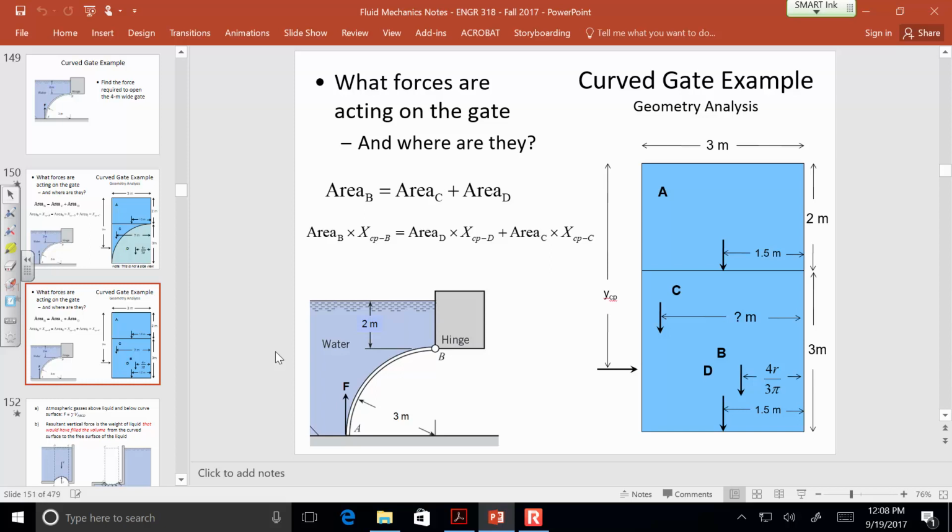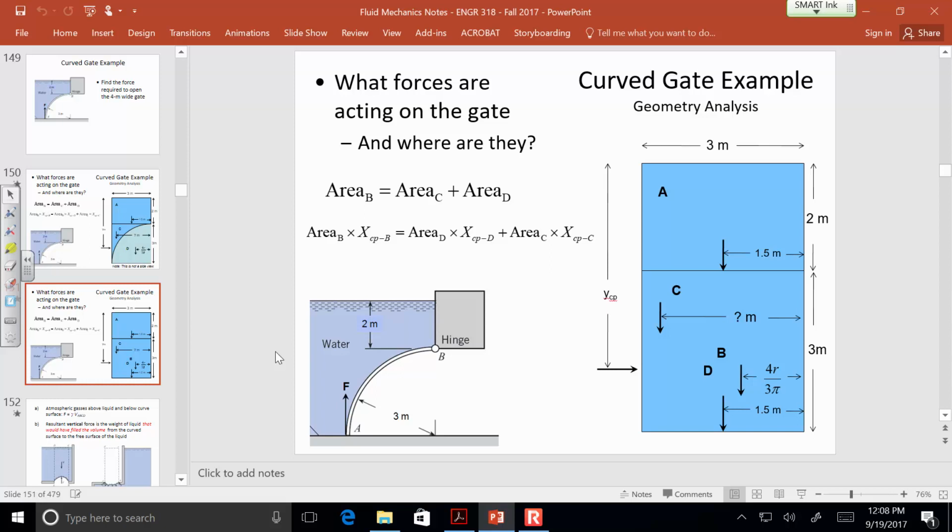Do you guys have a question? He was just wondering about the YCP and why that was the 1.7 instead of 3.7. Yeah, it's because the water surface to the hinge is 2 meters. So you subtract out that 2 meters and then you're left with 1.7. Okay, so in the end I think you should get a force of 412 kilonewtons required to open up that gate.